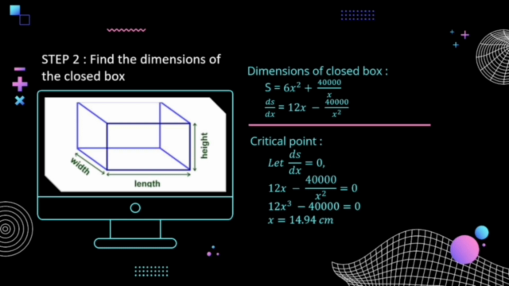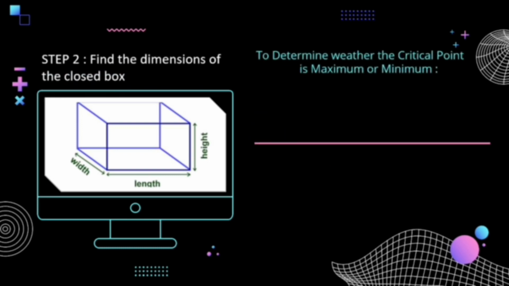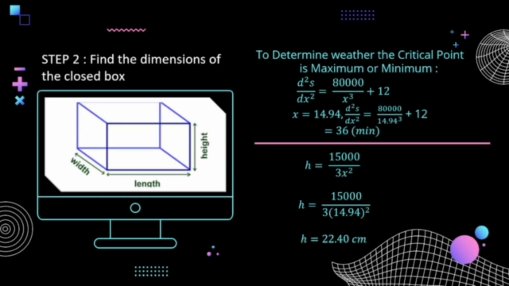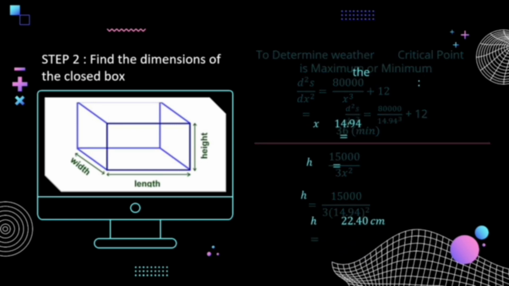That's the critical point. Next, you need to determine whether the critical point is a maximum or minimum using this formula: d²S/dx² equals 18,000 over x³ plus 12. Simplify it to be 36. That's the minimum point of the critical value. Then put x into the equation of height, which gives 22.40 cm.